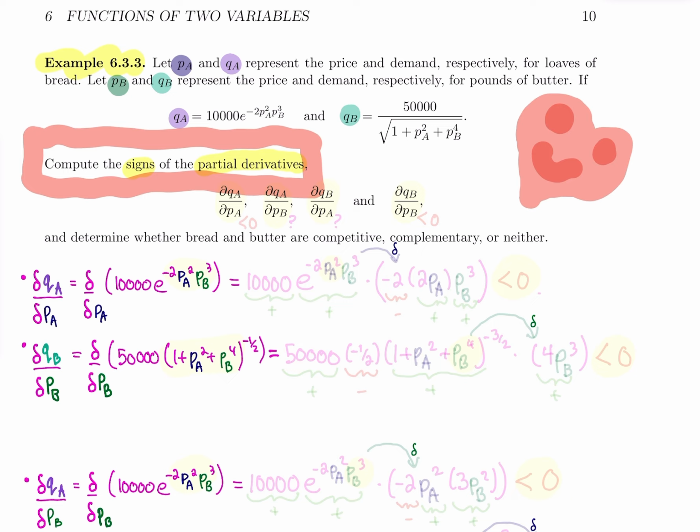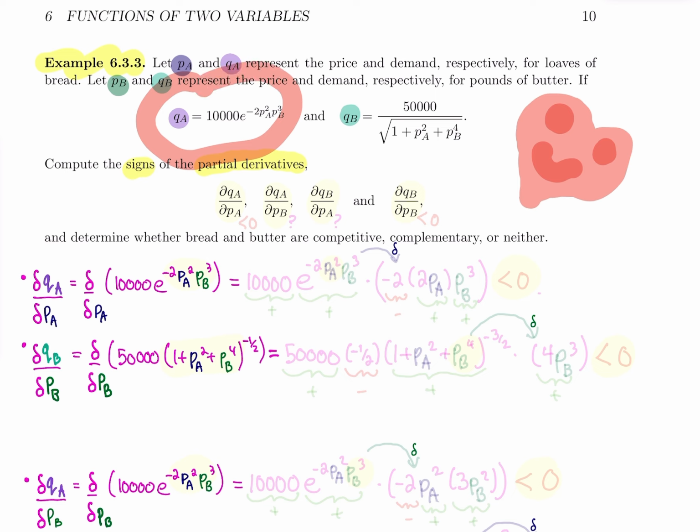So again here, notice that QA is a function of two variables, PA and PB, and so is QB. So we're going to compute the partial derivatives for QA with respect to PA and also to PB. And the same thing for QB, we're going to compute the partial derivative with respect to PA, and also with PB. And of course, as usual, remember this is absolutely crucial.